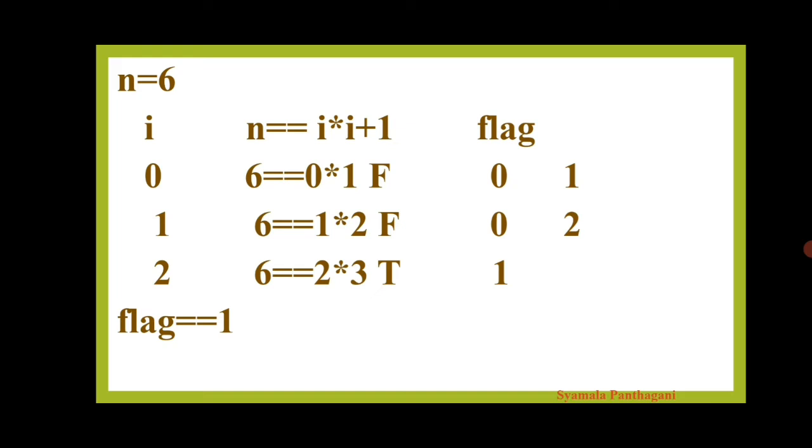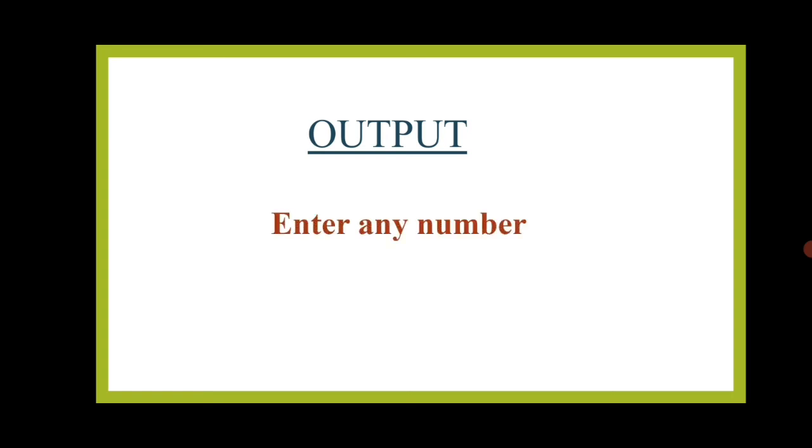Now the new value of flag is 1. That's why 1 is equal to 1 is true. That's why it executes the true block of the if statement. Now the output is: enter any number. If I have entered 6, 6 is a pronic number. This is all about the pronic number.